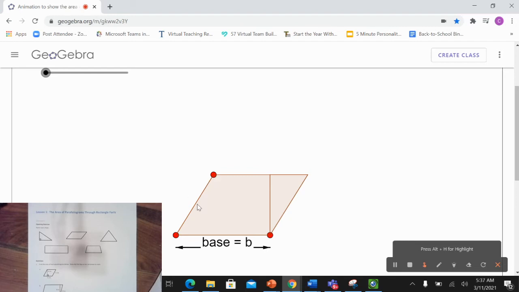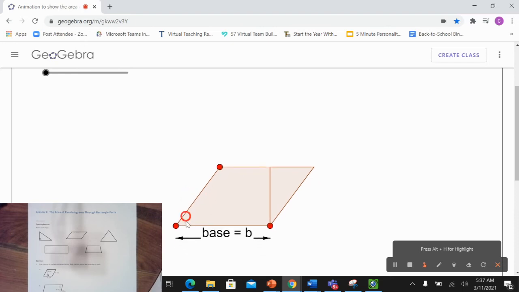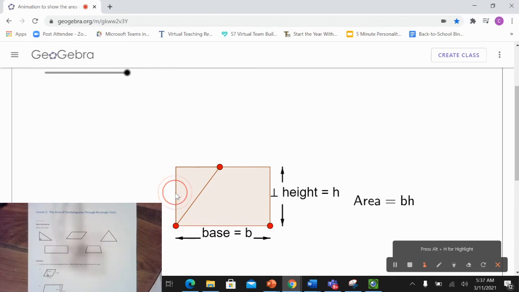So if you notice the side on the left cannot be the height, this one right here, because it is slanted and it does not form a right angle with the base. So this here is our height. Even though it's not one of the sides of the shape, it's the height because it forms a right angle with the base. And again, if we take that and move it over, this was the side that was in the middle, and this is the height. So the length and the width are the base and the height.